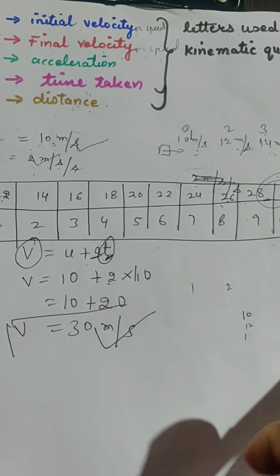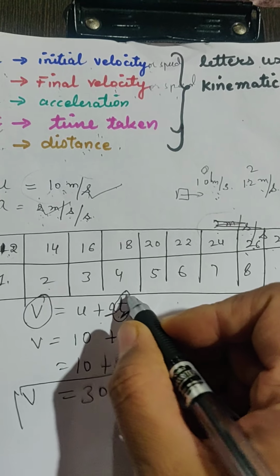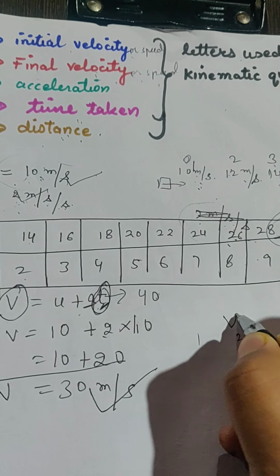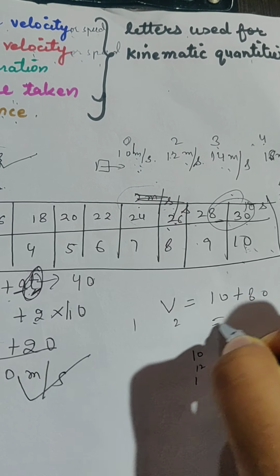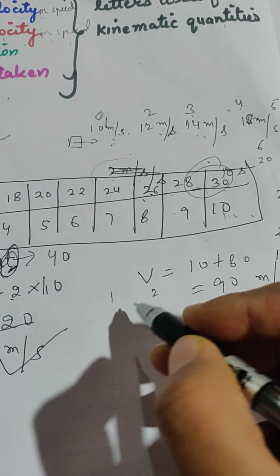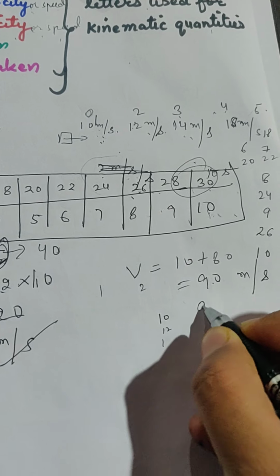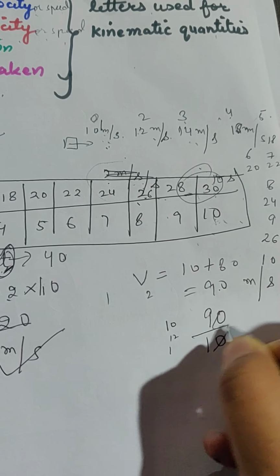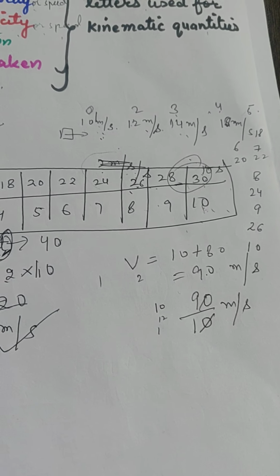Now, your mistake, those who have substituted 40 here and found v equals 10 plus 80 and then 90 meter per second. And what are they doing? If they have calculated it for 40 seconds, to calculate its velocity for 10 seconds, they're dividing it by 10. It's wrong. You cannot apply the unitary method here.